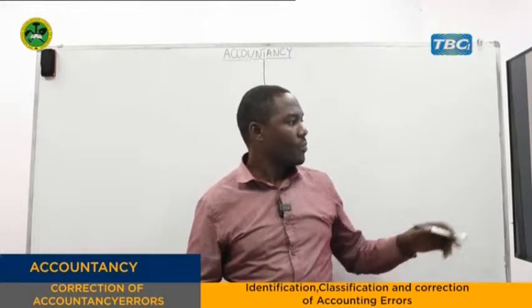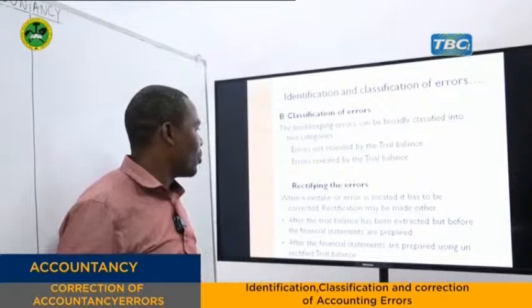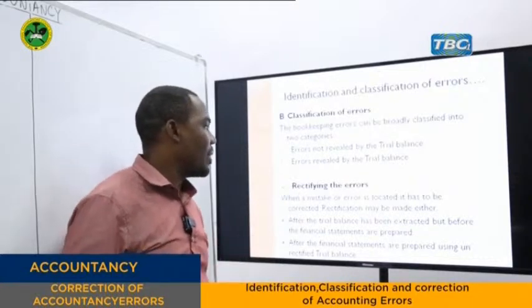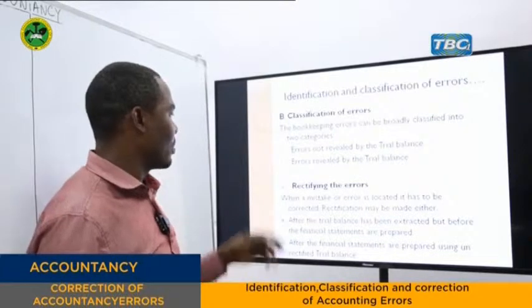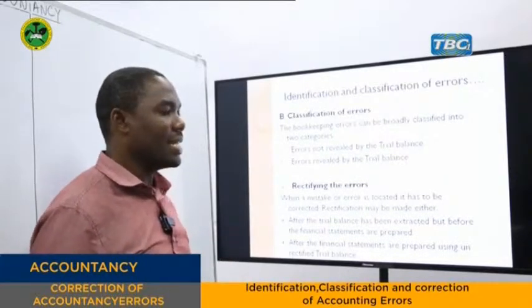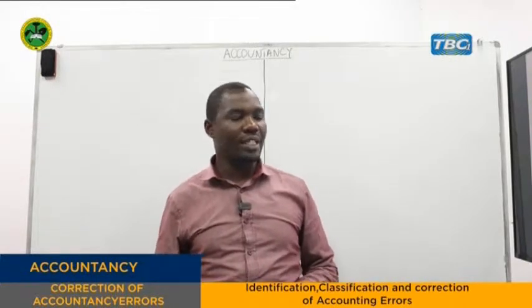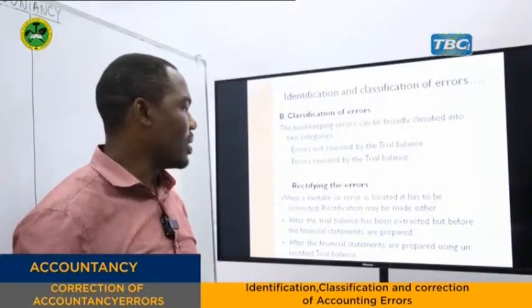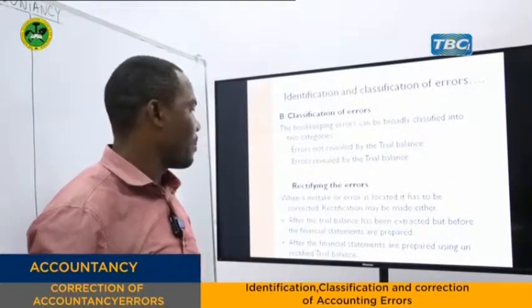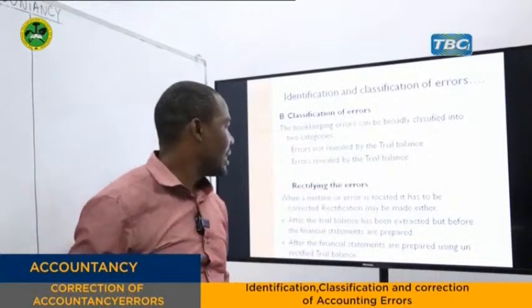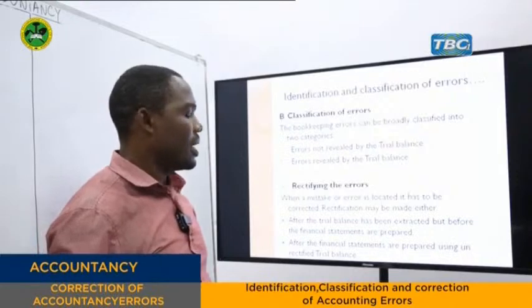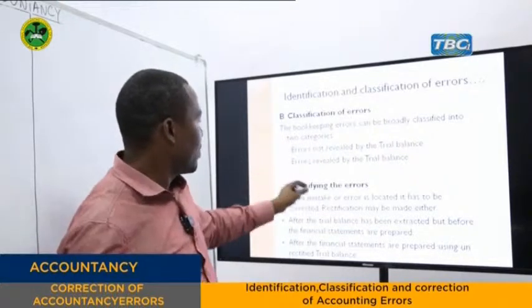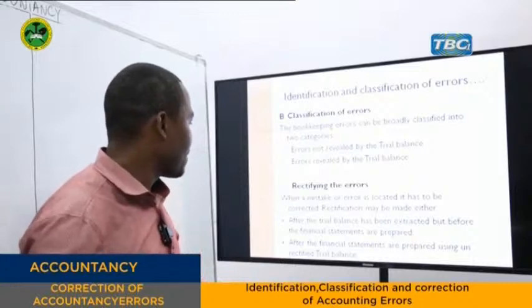But errors revealed by the trial balance normally affect the agreement of the trial balance, and basically they affect the principle of double entry. If you record a single entry and fail to transfer to the corresponding account, so you fail to complete the double entry system, then automatically there will be imbalance in your trial balance. So these are the broad categories of errors.